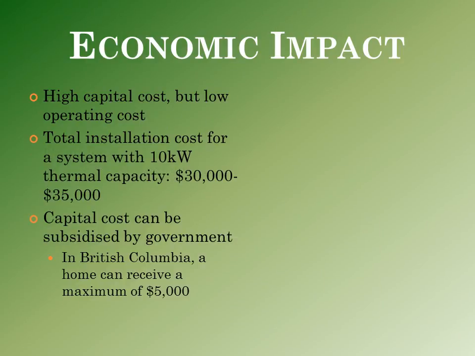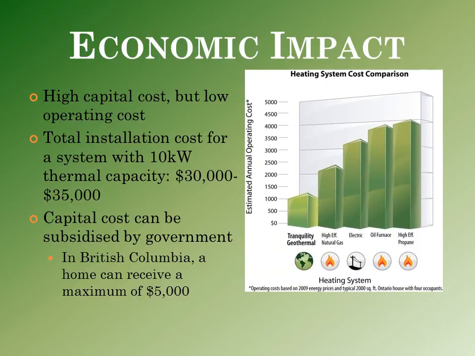The cost of installation is affected by the size of the living area, the home's age, installation features, geology of the area, and location of the property. As you can see from the graph, the geothermal has the lowest operating cost. A typical 2,200 square feet residential building requires about 10 kilowatts, which will cost approximately $30,000 to $35,000.